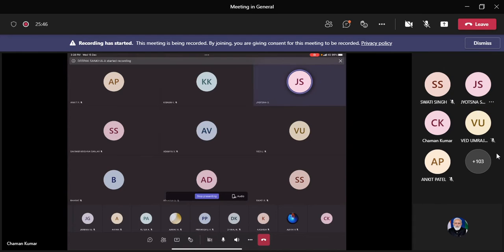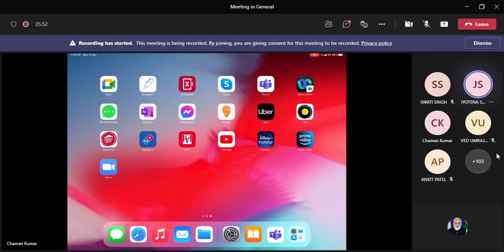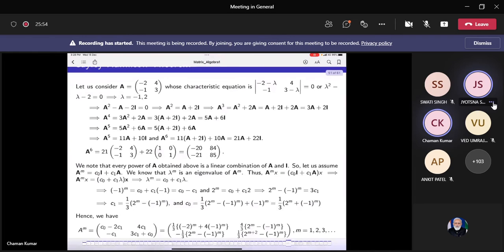Hello. Yes, go on. Sir, I was asking that to find out the general equation of A raised to the power m, do we need to first identify the trend? Like here we got to know that A raised to m is a linear combination of A and I, but this might not be true for every matrix. That you can get from the Cayley-Hamilton theorem itself.